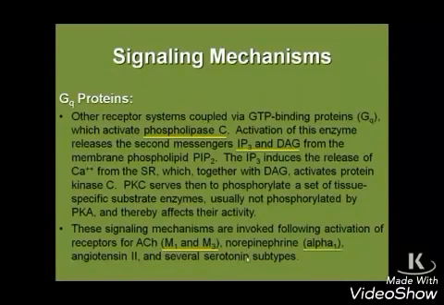Secondly, we've got the alpha-1 receptor. Alpha-1s are obviously very important, for example, in controlling blood pressure, where they're found on blood vessels, and they're activated, of course, by norepinephrine as well as epinephrine. Of course, other receptors here, like angiotensin II and several serotonin subtypes, also work through a GQ signaling pathway.